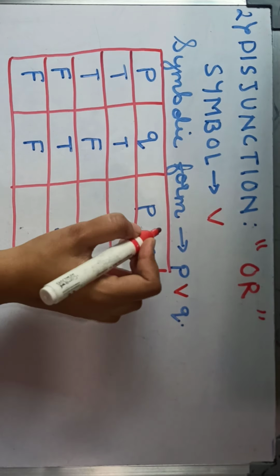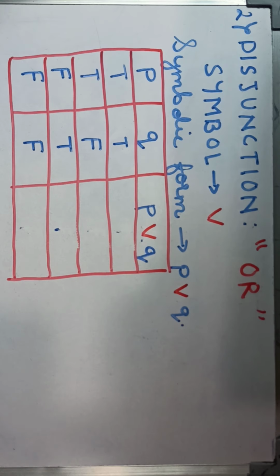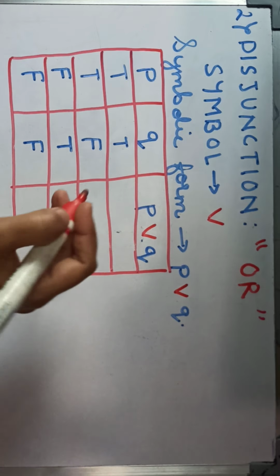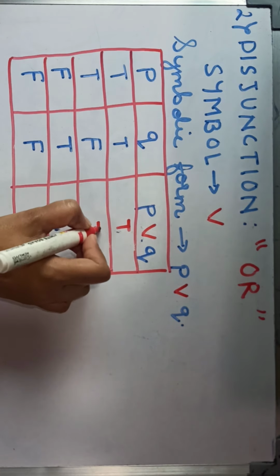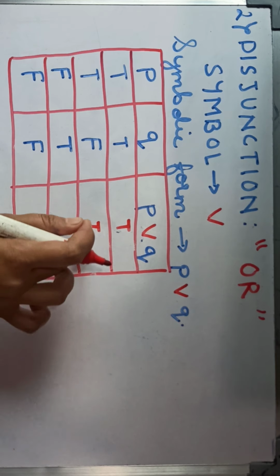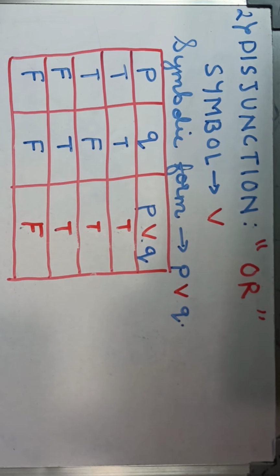So the symbolic form of disjunction will be P or Q. Now let us see the truth table for P or Q. Remember, disjunction will be false only if both the statements are false. Otherwise it will be true. Here both the statements are false in the last combination, so this will be false. The other three will be true. So this is the truth table for disjunction.